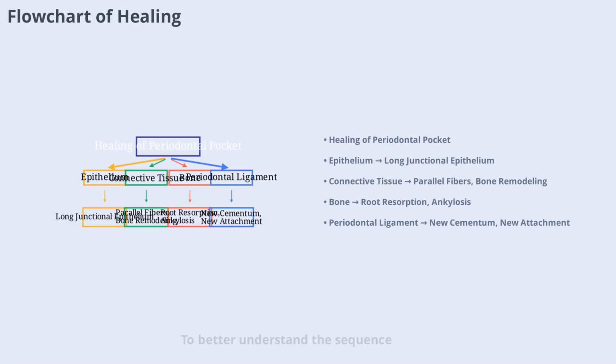To better understand the sequence of events during periodontal healing, let's look at a flowchart that outlines the possible cellular pathways and their outcomes. This visual representation helps clarify how the dominance of different cell types leads to various healing results, from long junctional epithelium to true regeneration. Recognizing these pathways is essential for clinicians aiming to guide healing towards the most favorable outcome.